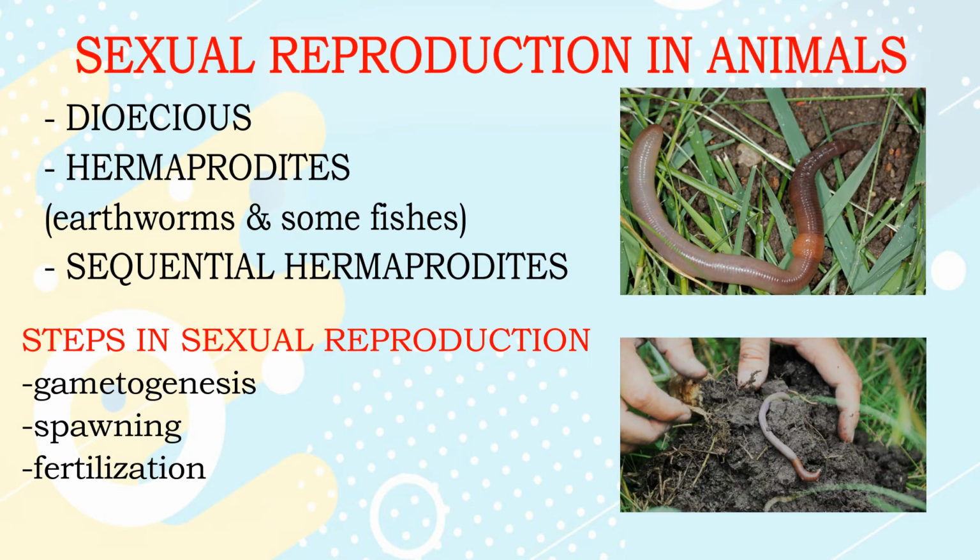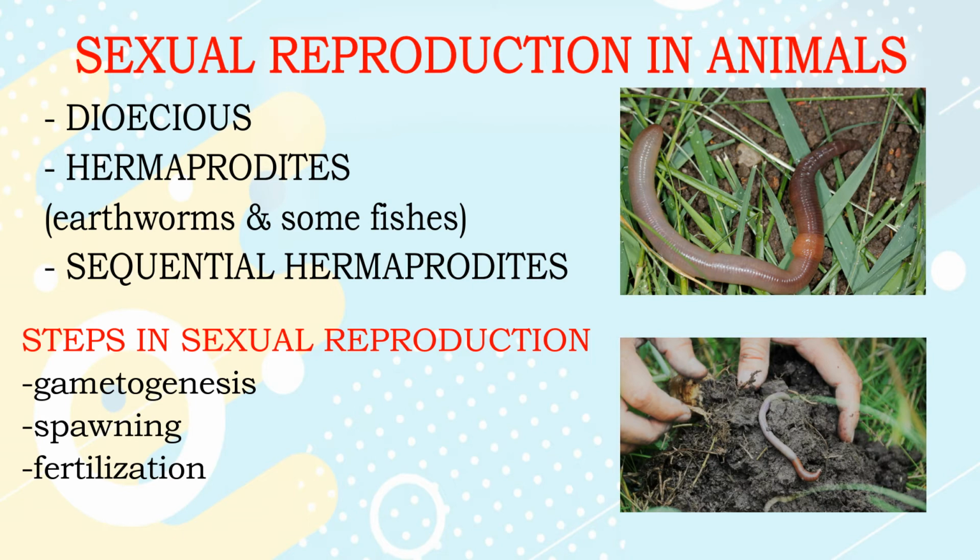Now for sexual reproduction in animals, this is the process wherein there is a union of sperm cells and egg cells. This only happens in dioecious. So when we say dioecious, these animals only contain a single reproductive system, and at the same time can only produce a single type of sex cell. For example, for us in humans, males can only produce sperm cells, and females can only produce egg cells.